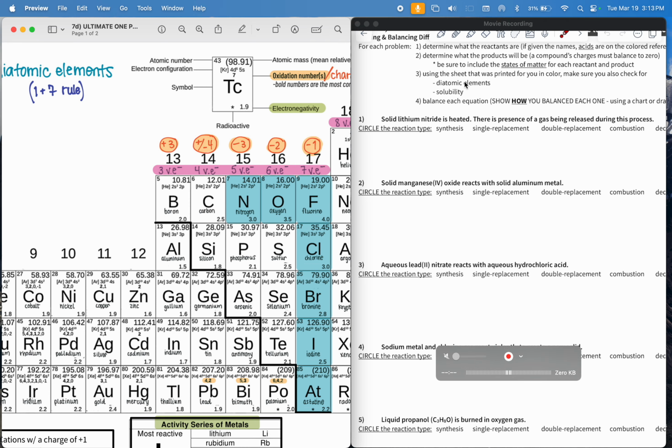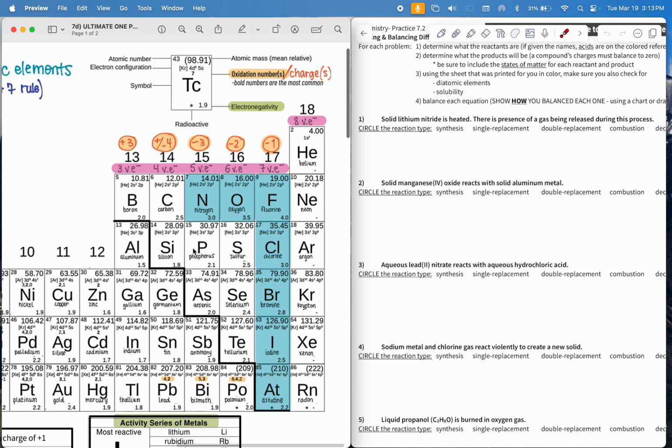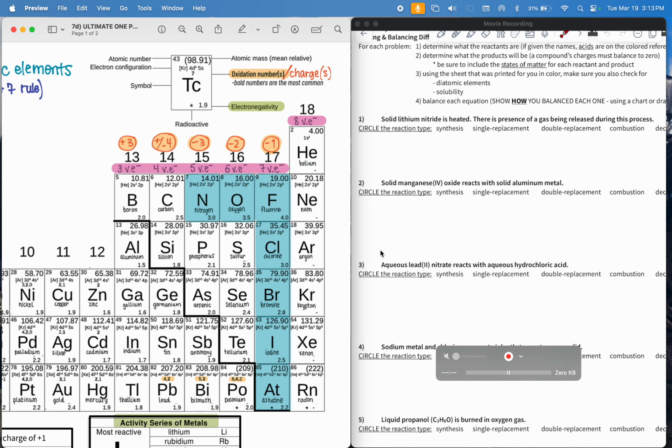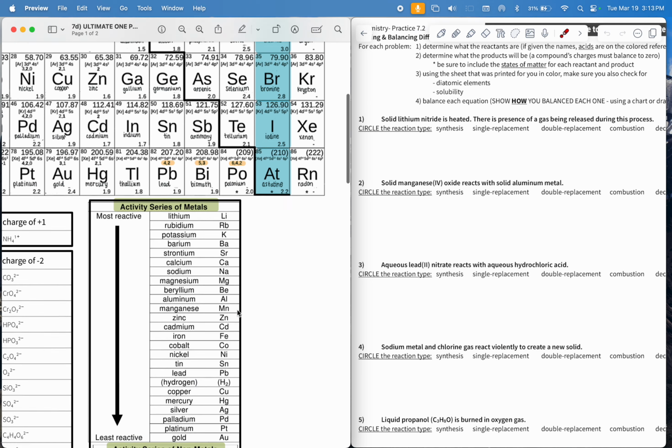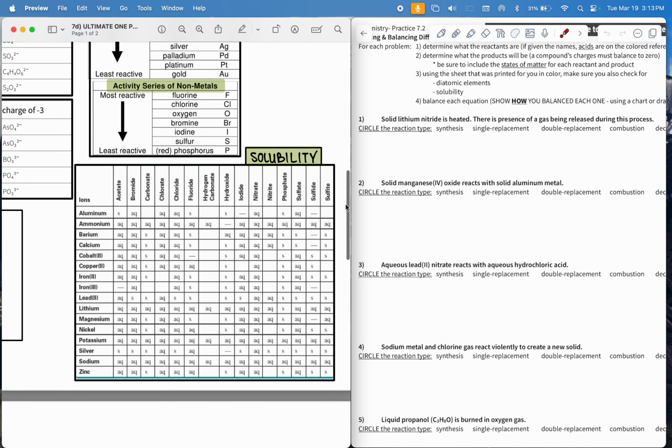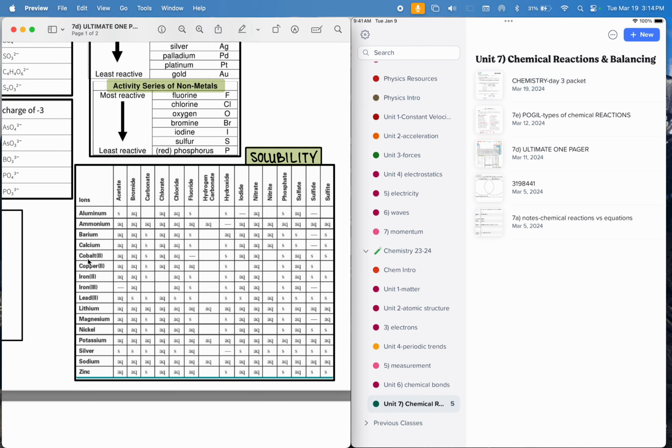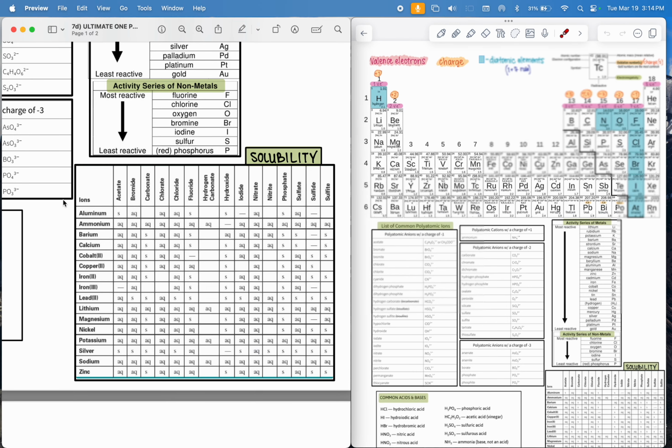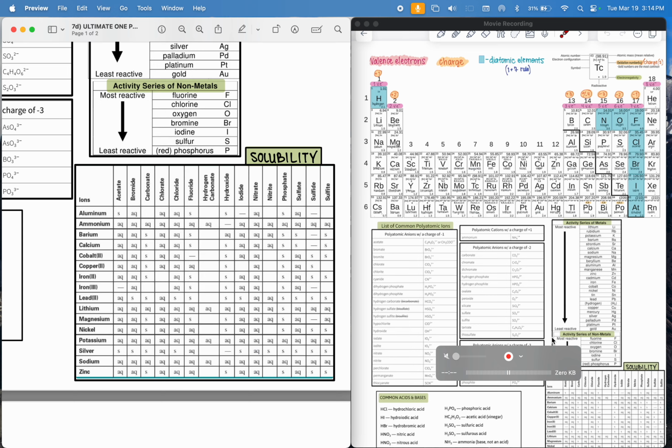Then, with checking the solubility, this is mainly going to apply to our double replacement reactions. So we're going to take a look at one of those examples specifically. But this solubility table is really easy to use because all you need to do is line up, and actually I'm going to pull it up on my other screen here as well, so I can show you where I'm looking.